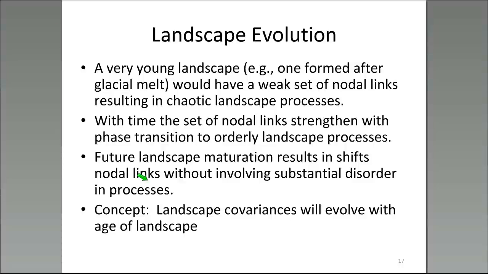A young landscape, such as one formed after glacial melt, for example in Iowa, would have a weak set of nodal links, resulting in chaotic landscape processes. With time, the set of nodal links strengthens, and a phase transition occurs to orderly landscape processes. Further landscape maturation would involve shifts in the nodal links without substantial disorder in processes. The concept is that landscape covariance will evolve with the age of the landscape.